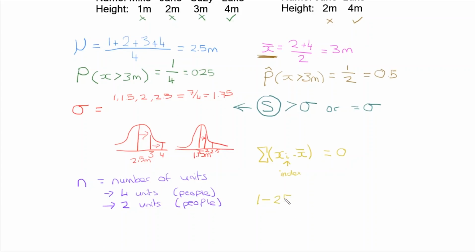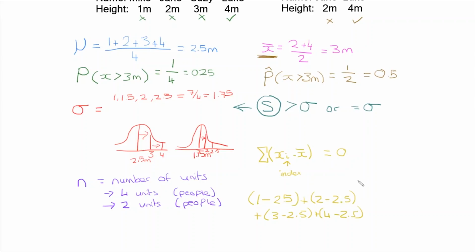1 minus 2.5 plus, because we're summing all of the values together, 2 minus 2.5 plus 3 minus 2.5 plus 4 minus 2.5. So these are all the x indexes. So this is the index of x1, 2, 3, and 4, because these are the values along here.